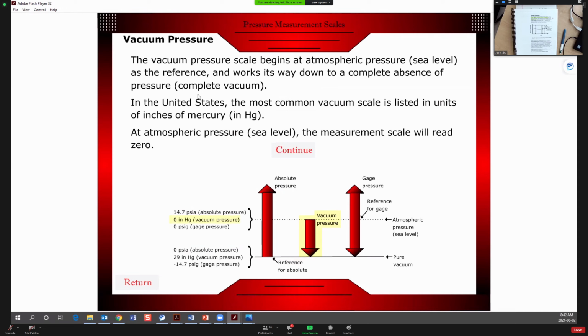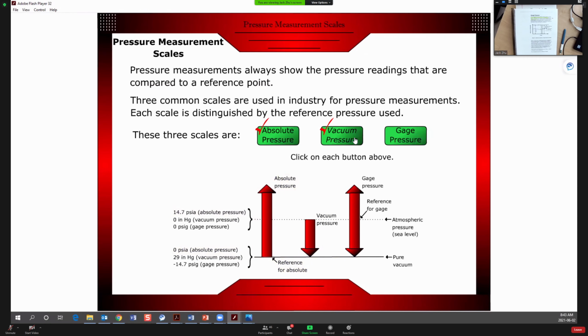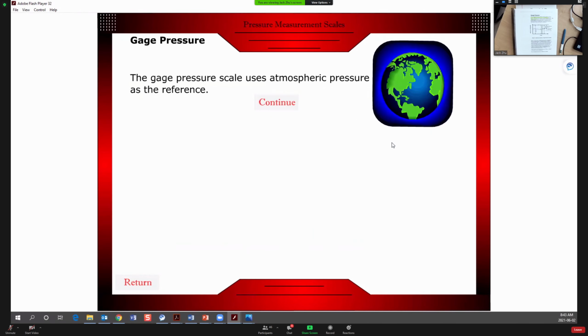The vacuum pressure at sea level we measure as 0. We don't use vacuum pressure too much, and it is usually for scientific work. We only care about the gauge pressure or absolute pressure.